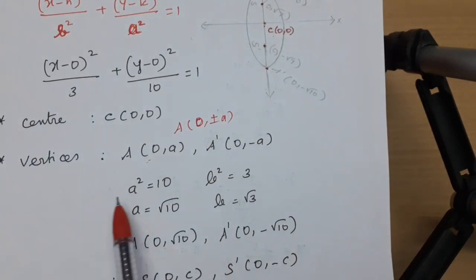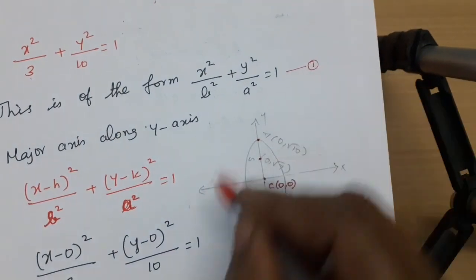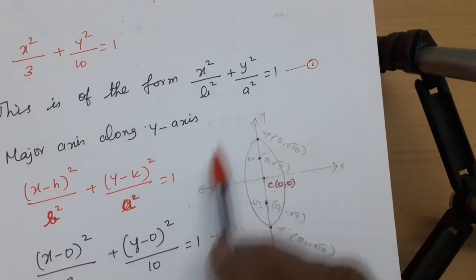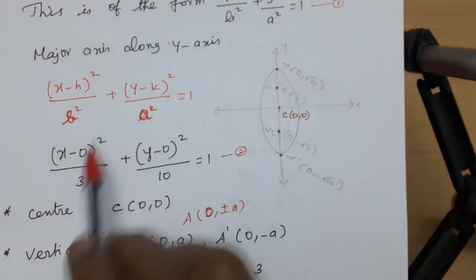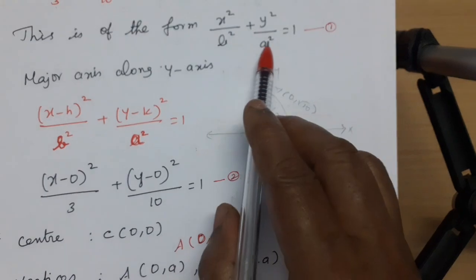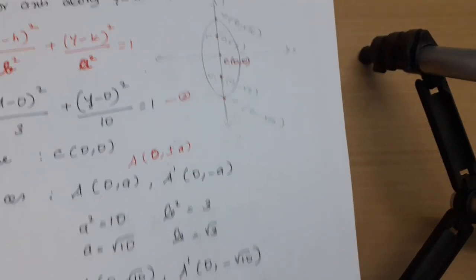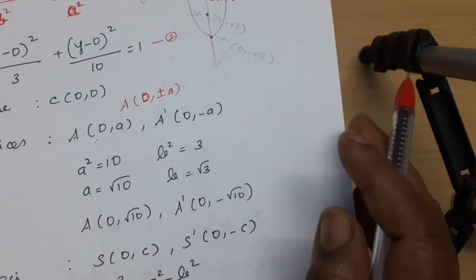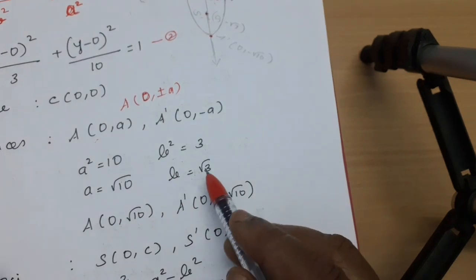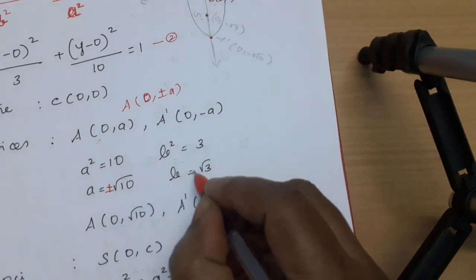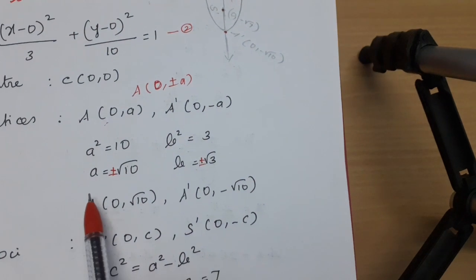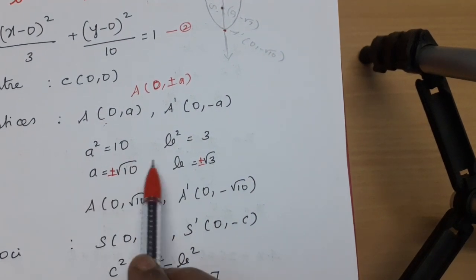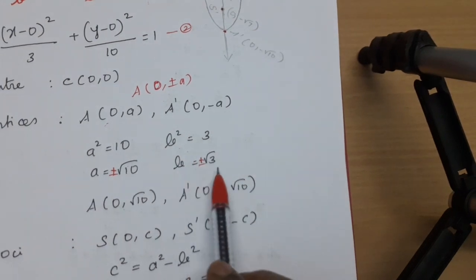Now, what is A square? A square is found by comparing equation 1 and equation 2. Comparing them, A square equals 10 and B square equals 3. A square equal to 10 means A equal to root 10, and B square equal to 3 means B equal to root 3. We always write plus or minus here, because taking the root means plus or minus. A square equal to 10 means A equal to plus or minus root 10, and B square equal to 3 means B equal to plus or minus root 3.